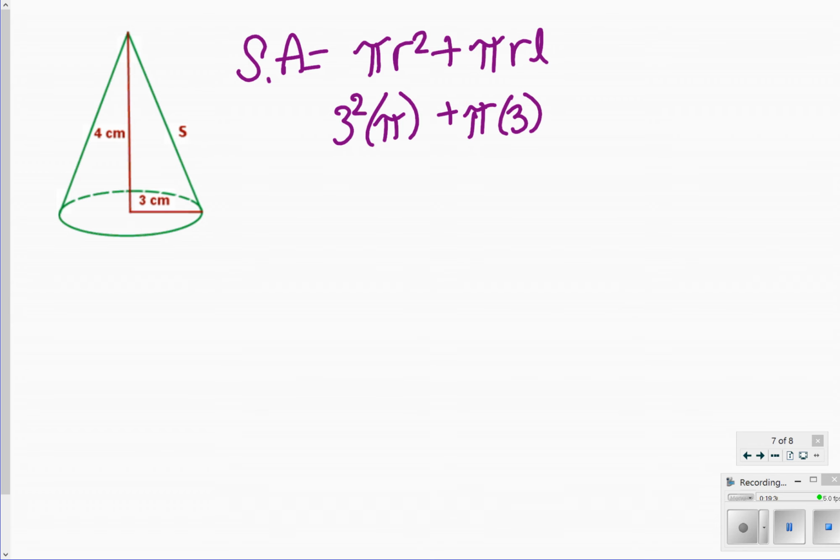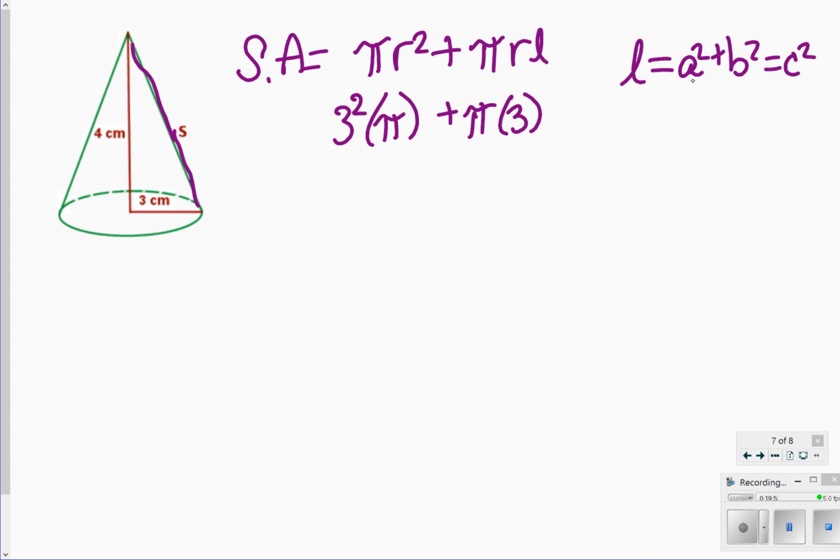Now, the slant height for this one, we have to calculate that, don't we? Because it wasn't given to us. They just said, and they used S. So, this is going to make, if you notice, a right triangle. Well, a right triangle means that we're going to use our Pythagorean theorem. Remember, it's a squared plus b squared equals c squared.